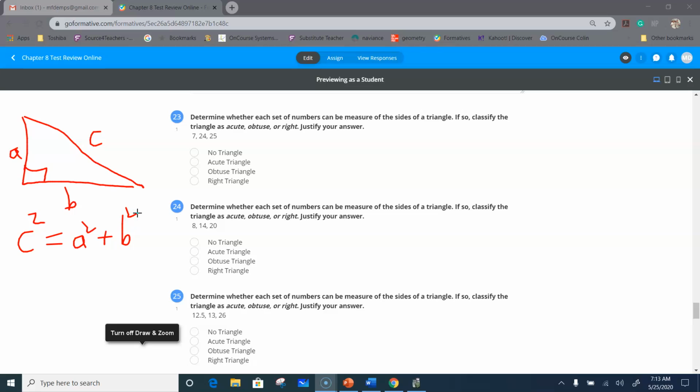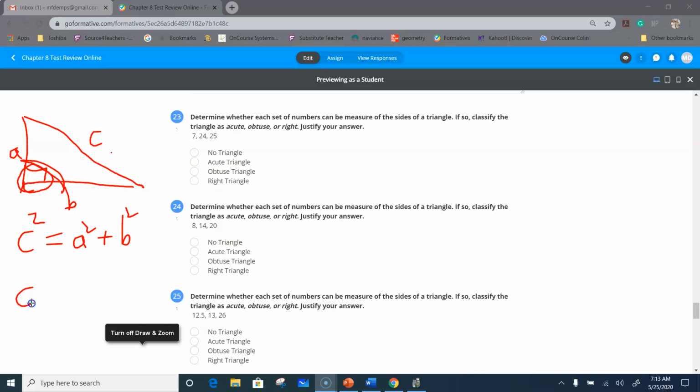But what happens to this triangle now if this angle becomes bigger than 90? Think about what's going to happen here. This side C is going to get bigger. I don't have to change A or B at all. Leave A where it is, leave B where it is, so A squared plus B squared is the same. But if this angle gets bigger than 90 and we make it obtuse, C will get bigger.